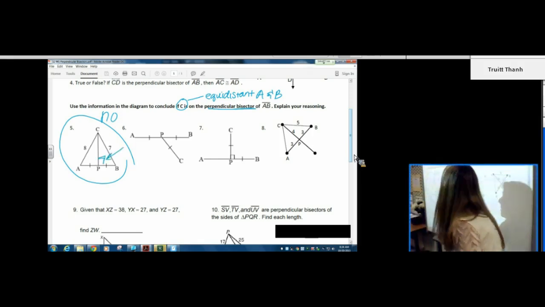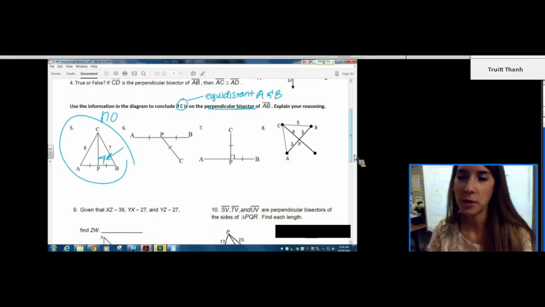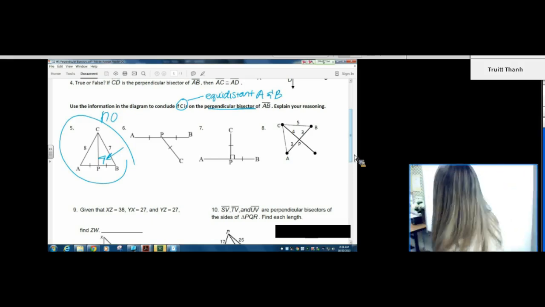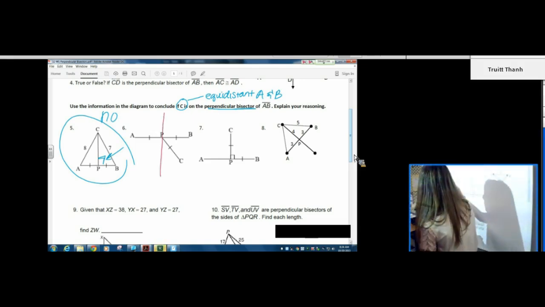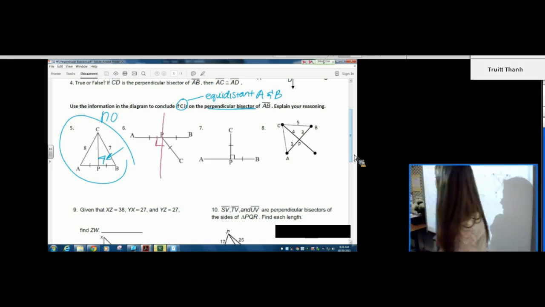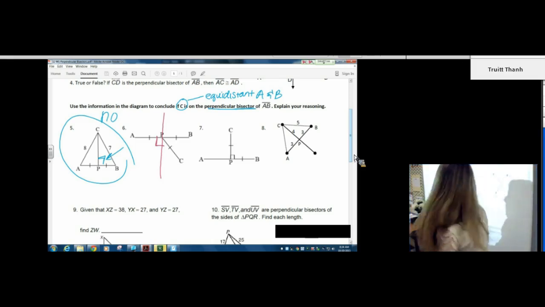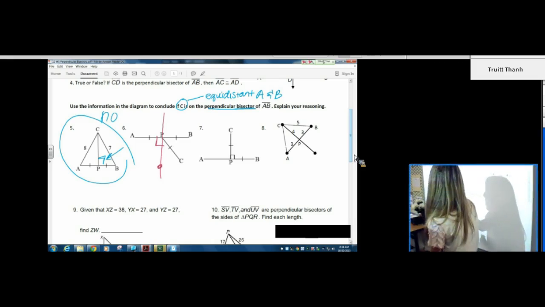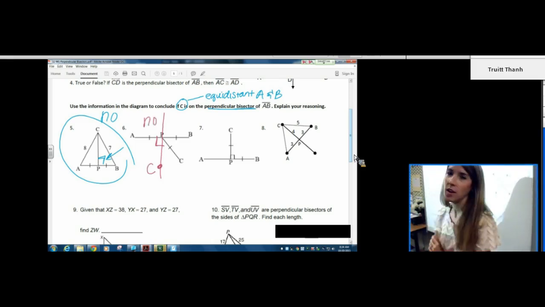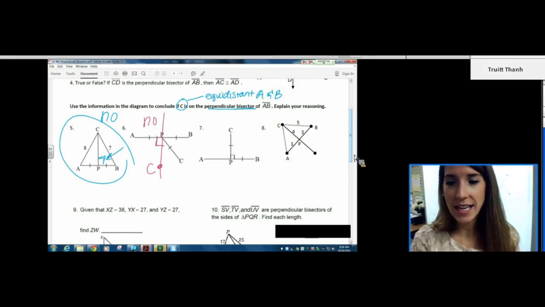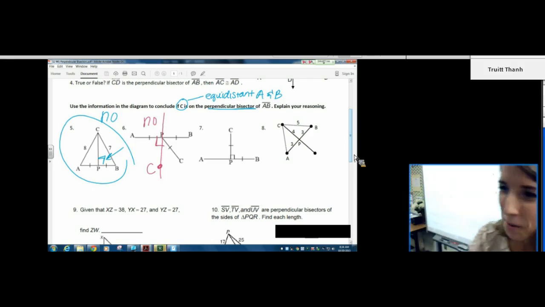Okay, next one, number 6. Number 6 is just ludicrous. Come on. That is not the perpendicular bisector, right? To be the perpendicular bisector, it would look more like that, and it would need a right angle. C would have to lie on this over here. So that one's no. Perpendicular bisector needs to intersect at 90 degrees.